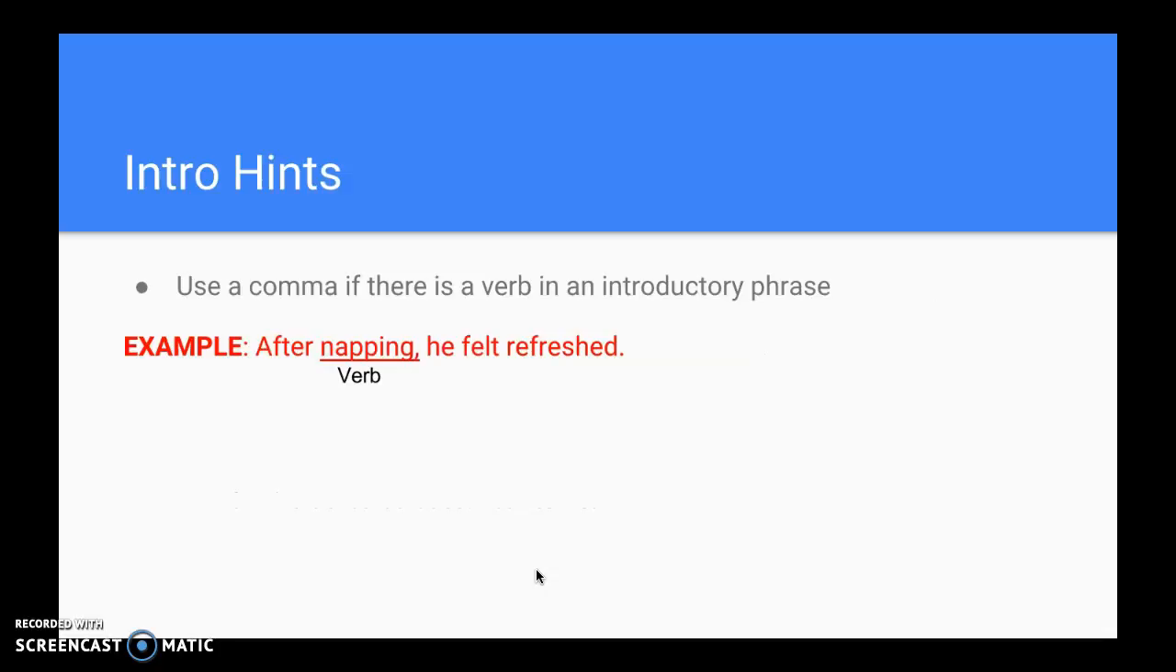All right, let's take a look at something else. We will also use a comma if there is a verb in that introductory phrase. So if that little chunk that's starting off our sentence includes a verb, we're for sure using a comma. Take a look at what I mean here. After napping, he felt refreshed. Here's our little introductory phrase. And here we have a verb, napping. Remember, verbs are action words. So we have this introductory phrase which can't stand alone, followed by an independent clause which can stand alone. We're going to need to put a comma in there.